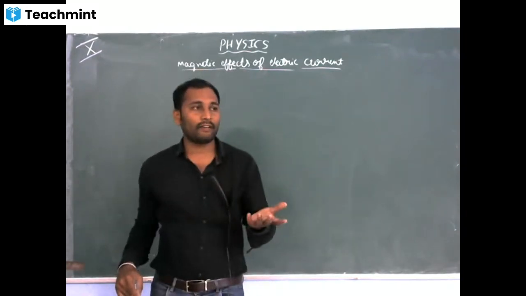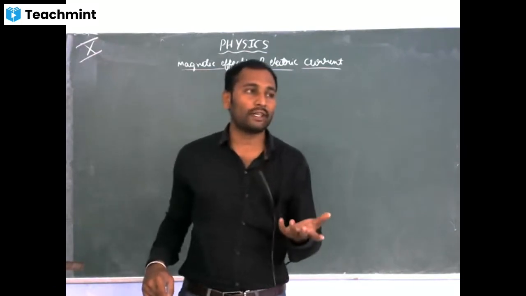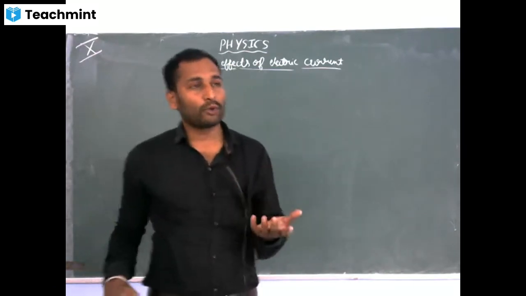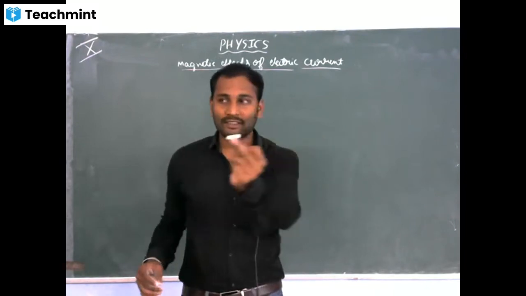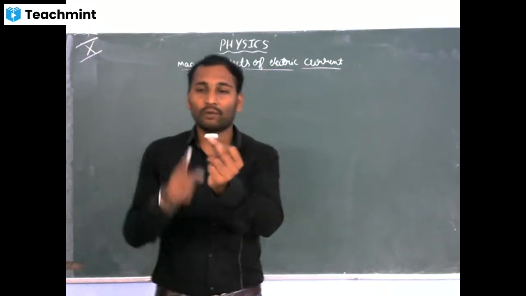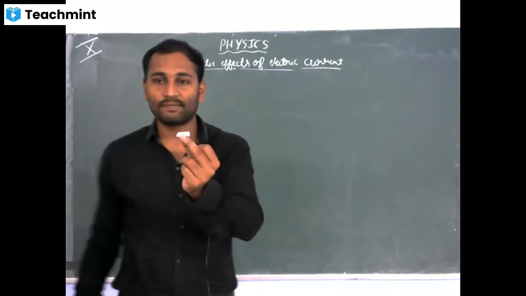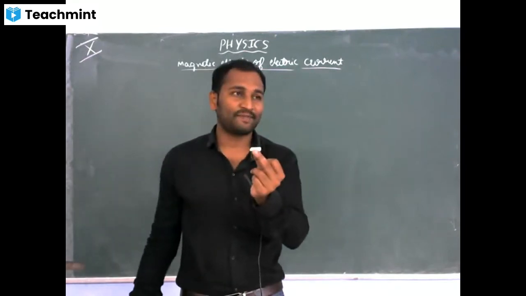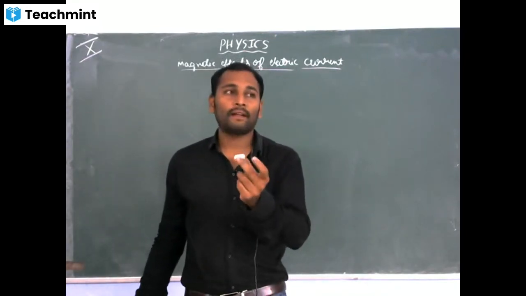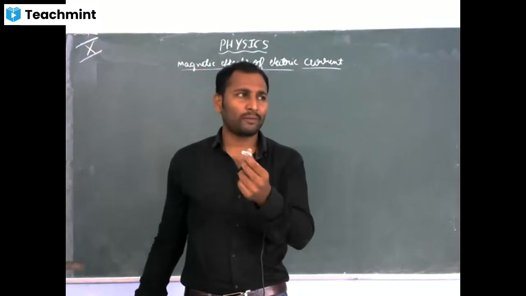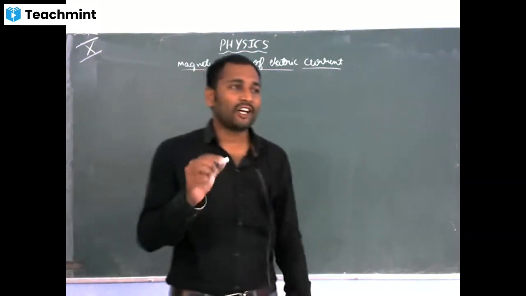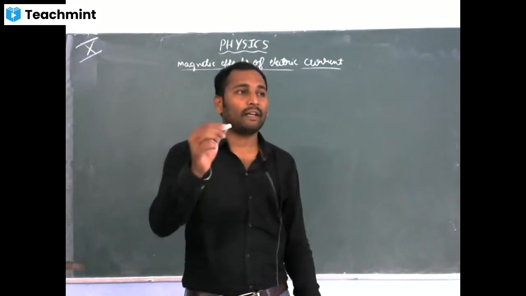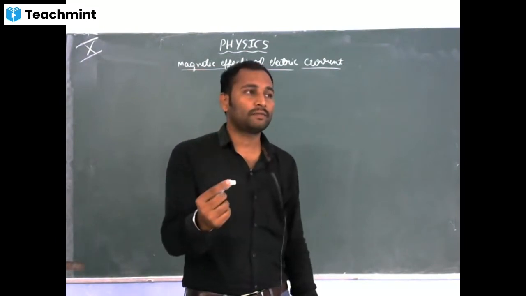You already know a magnet will have two poles, one north and one south. If I give you a bar magnet, how will you identify which is north and which is south? I have already told about this in 8th standard. How will you identify north and south in a given bar magnet?